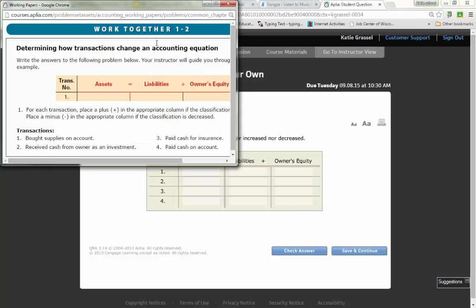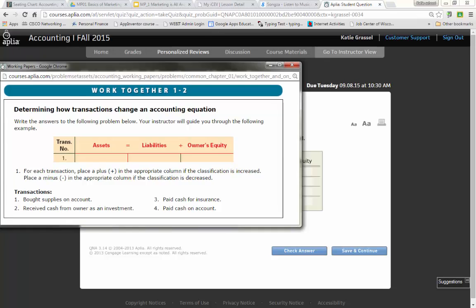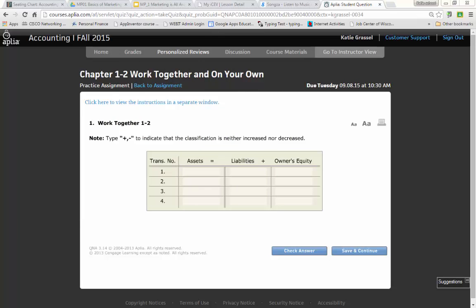Our instructions for work together 1-2 are: write the answers to the following problems. Your instructor will guide you through the following example. For each transaction, place a plus in the appropriate column if the classification is increased. Place a minus in the appropriate column if the classification is decreased. So what we need to do is read the first transaction. The first transaction says, bought supplies on account.